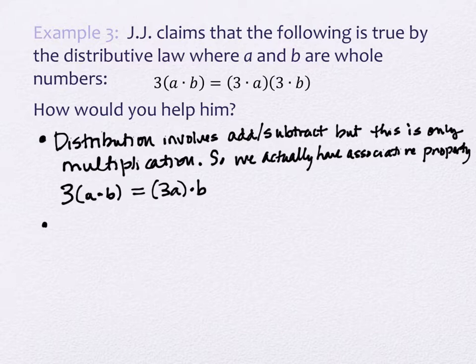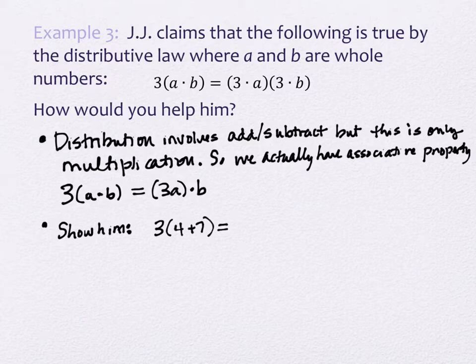Another thing that might be pertinent to talk to JJ about is why this doesn't work from a concrete numerical perspective. So we could show him some version of this. For example, 3 times 4 times 7. If I were to simplify with the multiplication of 4 times 7 first, this would be 3 times 28, and 3 times 28 is 84.